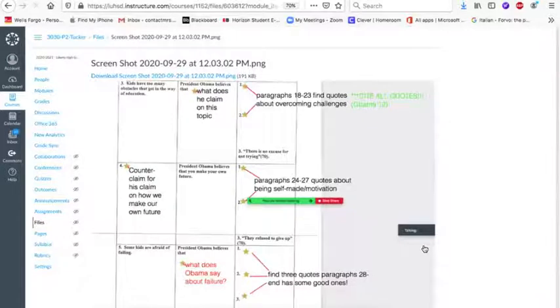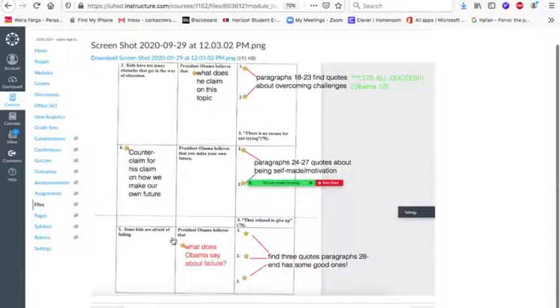Then the next page, it's more of the same, right? You have a counterclaim, a claim, and textual evidence to support that claim. And here you already have a counterclaim. Kids have too many obstacles that get in the way of education. What's the claim? President Obama, what does he say about obstacles? What does he say about overcoming challenges? And you might find some good stuff about overcoming challenges in paragraphs 18 to 23. Don't forget that you want to cite all your quotes, and you can cite them with either the paragraph number or the page number. It's up to you. I don't care at this point.